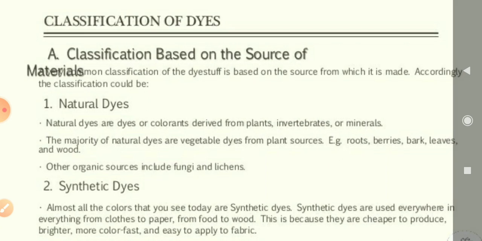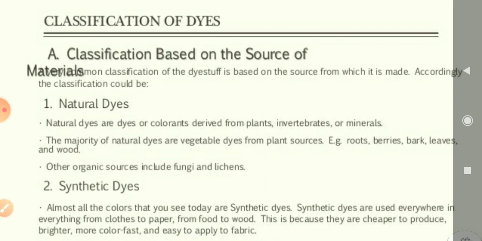Now, the classification of dyes. The dyes are classified on the basis of the source material. First, the natural dyes are dyes or colors derived from plants, invertebrates or mammals. A major part of the natural dyes are vegetable dyes from plant sources like roots, berries, bark, leaves, and wood. Other organic sources, including fungi and lichens, are also natural dyes.